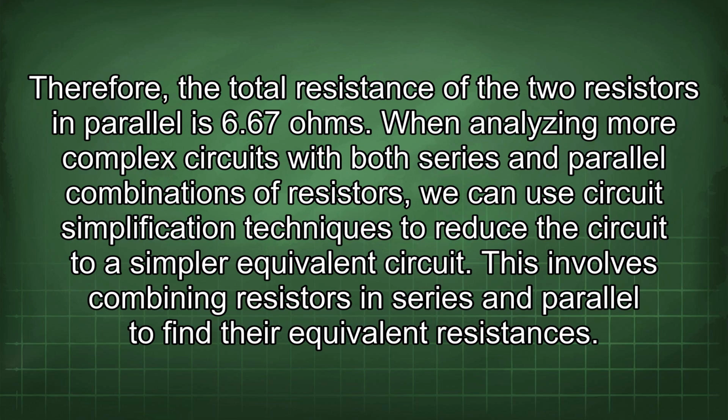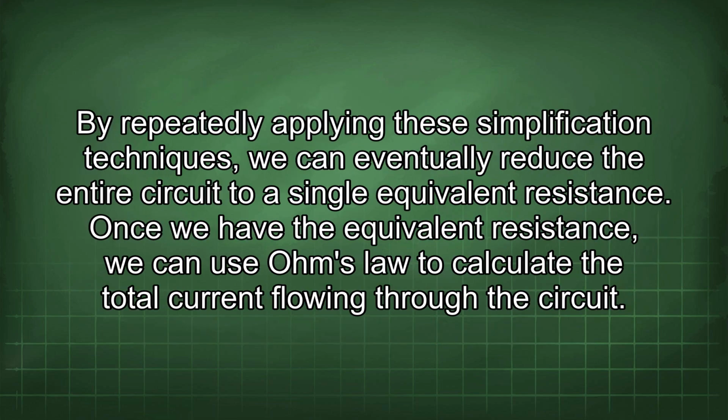When analyzing more complex circuits with both series and parallel combinations of resistors, we can use circuit simplification techniques to reduce the circuit to a simpler equivalent circuit. This involves combining resistors in series and parallel to find their equivalent resistances. By repeatedly applying these simplification techniques, we can eventually reduce the entire circuit to a single equivalent resistance. Once we have the equivalent resistance, we can use Ohm's law to calculate the total current flowing through the circuit.